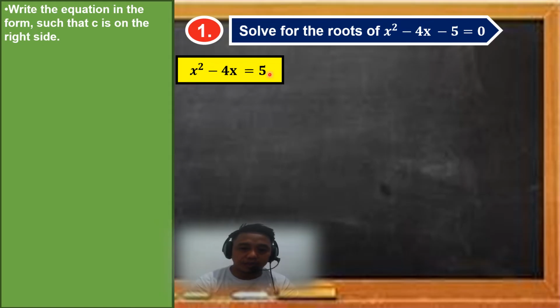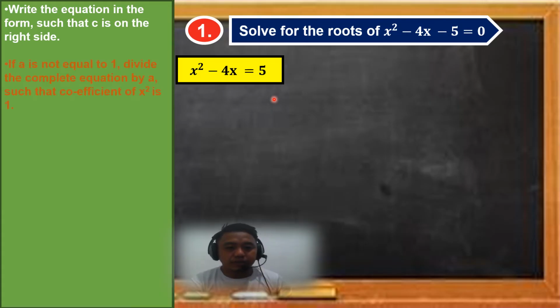So 0 plus 5, that is equal to 5. Okay, ano yung next step? Ang susunod nating step is to check if A is not equal to 1. Okay? So, check natin. A naman natin, 1. Kasi yung A natin is katabi ng x squared. So, 1x squared yan. So, wala tayong gagawin.